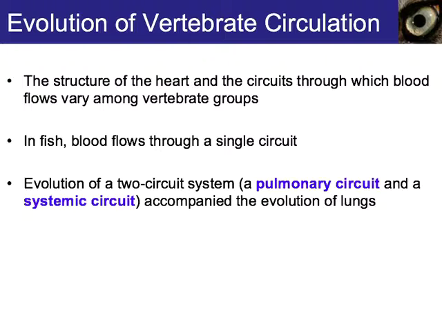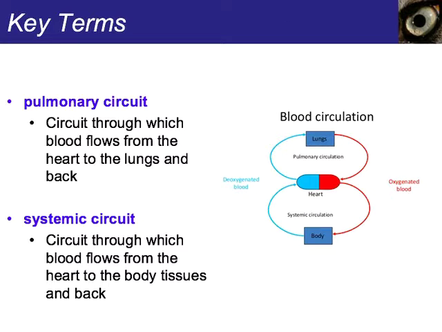The structure of the heart and the circuits through which blood flows vary among vertebrate groups. In fish, blood flows through a single circuit, but over time, evolution of a two-circuit system, a pulmonary circuit and a systemic circuit, accompanied the evolution of lungs. So most air breathers have two different circuits.